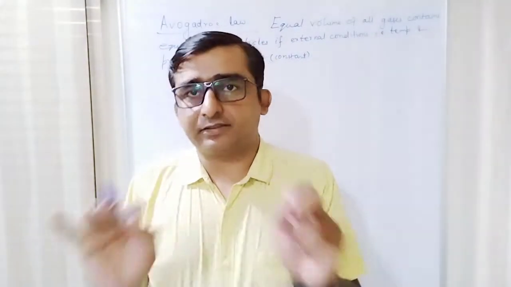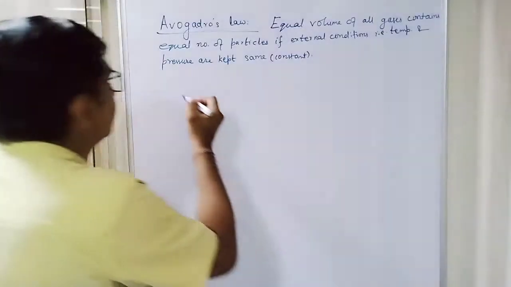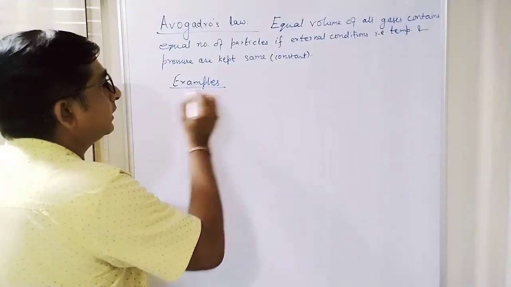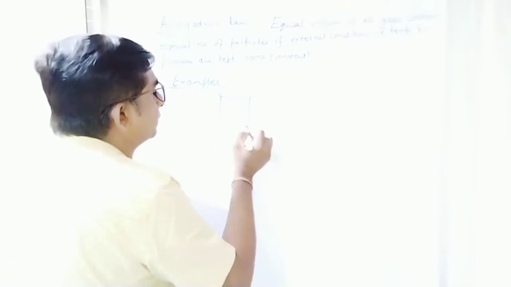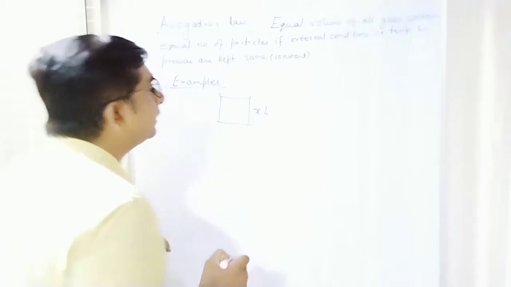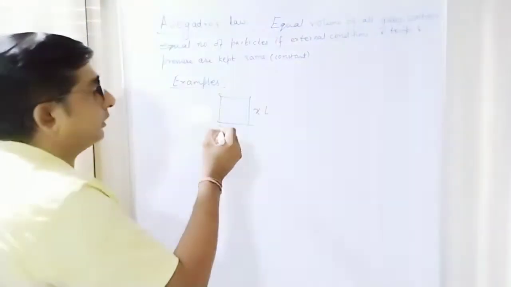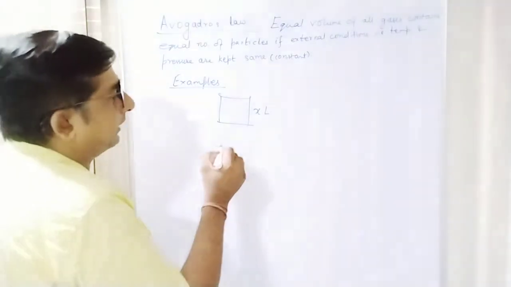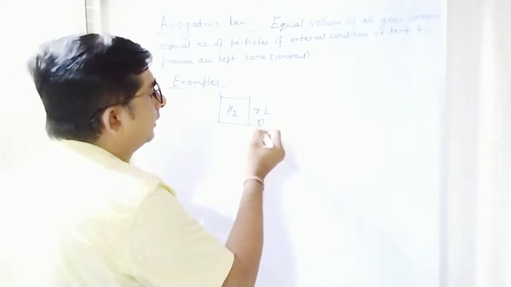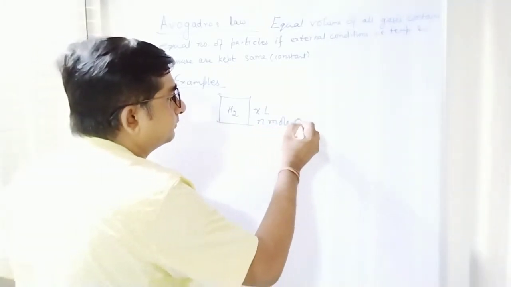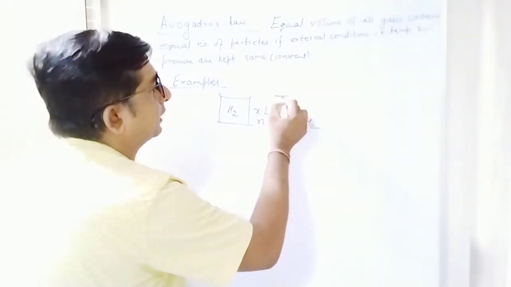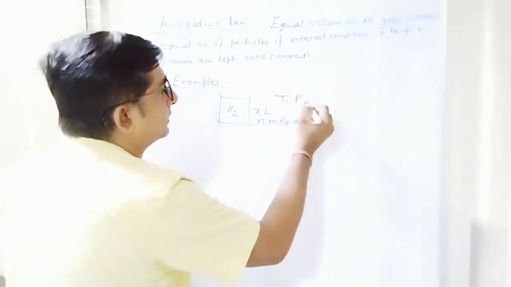I'll give you simple examples for it. See a few examples. Suppose this is a vessel which has a volume of X liter, and if I keep hydrogen gas in this container, then it will have n moles of hydrogen. Its temperature and pressure are kept constant, so T and P will be constant.